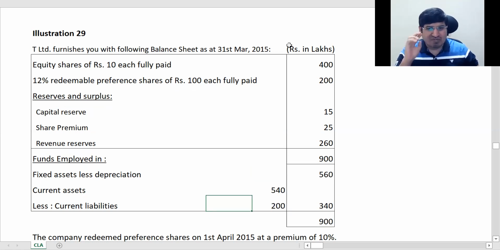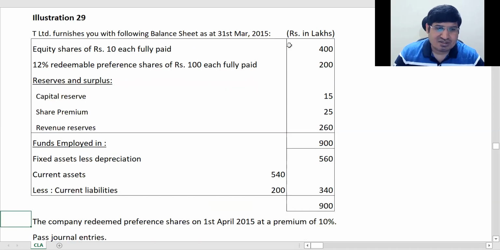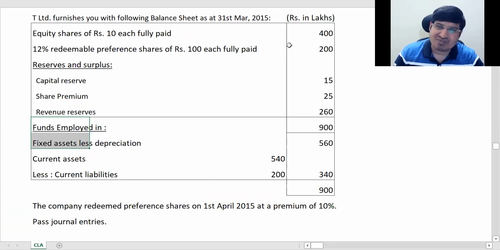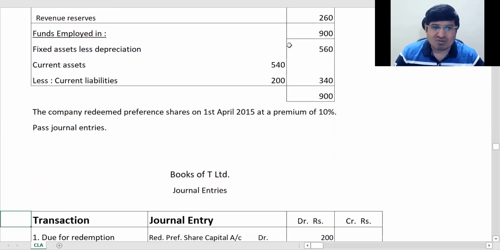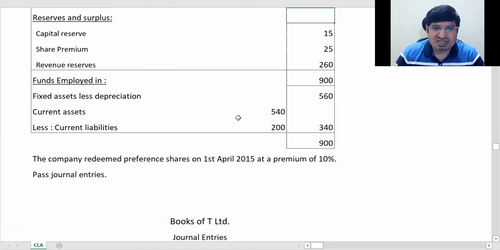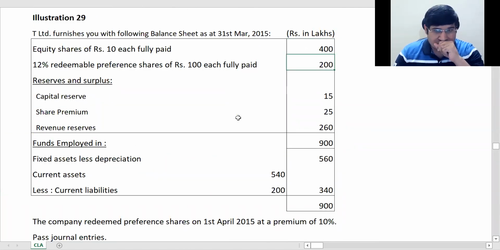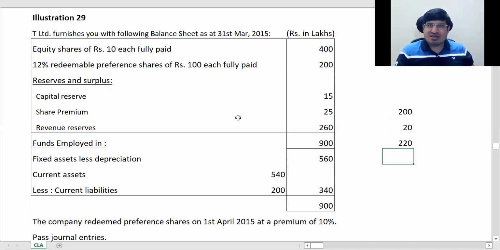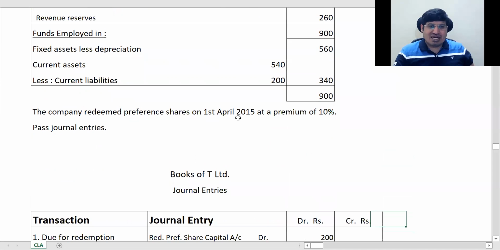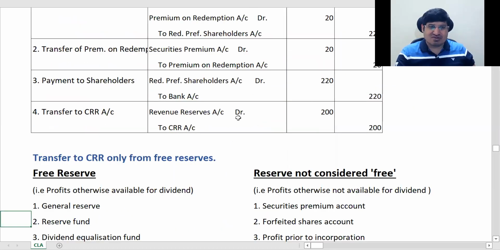So this is the problem now. In redemption problems, normally you will not have anything to do with the asset side. Mostly you will only deal with the liability side. Now the company redeemed preference shares on 1st April 2015 at a premium of 10%. So let us first see how much it is. 200 is your redeemable preference shares, the capital part. 10% will be 20. So in all, we have to pay back 220 lakhs. This much we know now, and I'll show you the entries first.